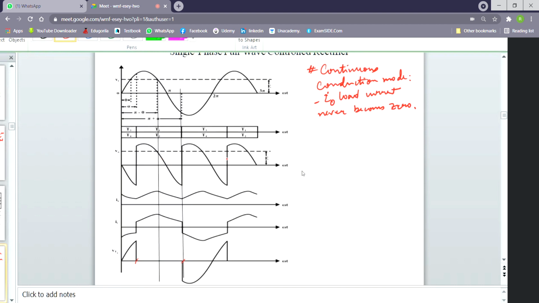So as you can see, alpha, theta, all the variables are given. Okay, so the firing angle of the converter is obviously alpha. You can understand that alpha is the firing angle of the converter.